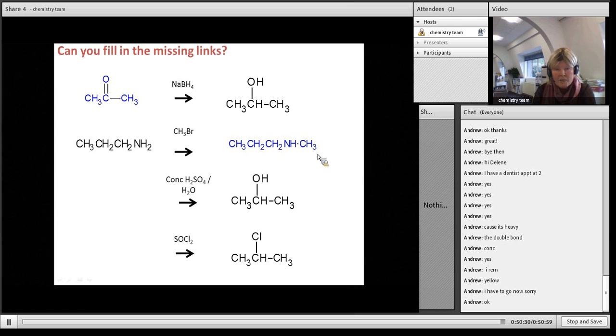Here I'm using concentrated sulfuric acid and water to form an OH. So think of where that happened, and that was from an alkene. And then again SOCl2. When did I use SOCl2? From an alcohol to form a haloalkane.